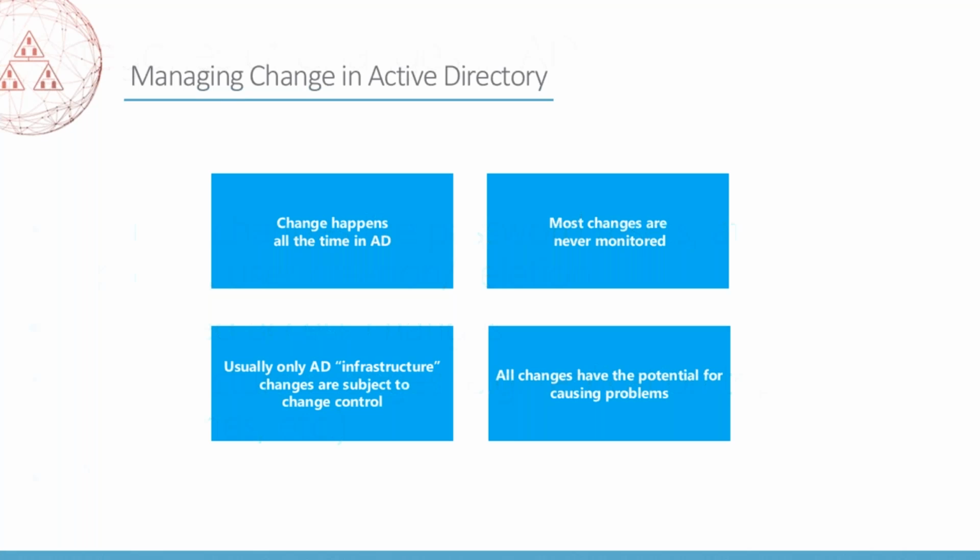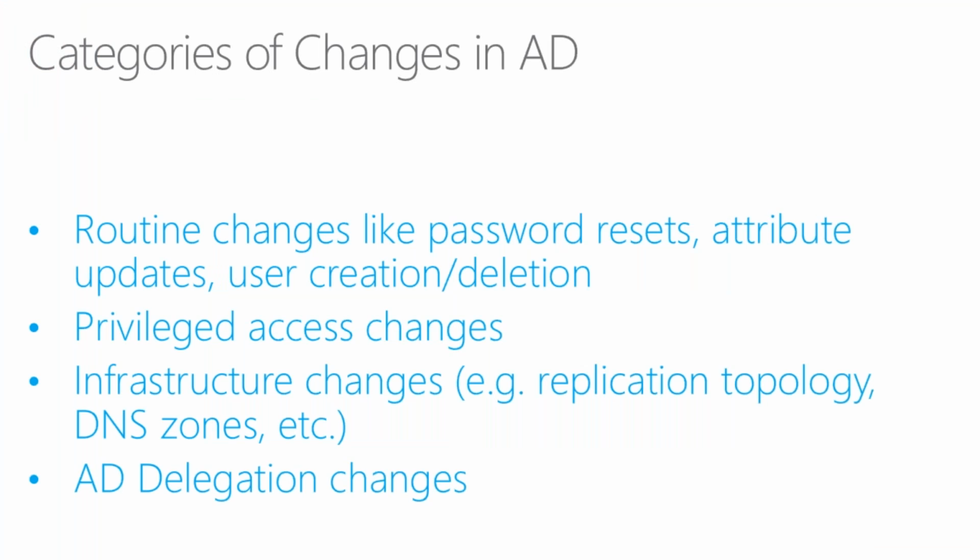So some examples of the kinds of changes that we see and the kinds of things that you have to think about: routine changes like password resets, attribute updates, group membership changes, distribution list changes, to privileged access stuff, so adding users to privileged access groups, to infrastructure changes like DNS or replication topology. And then finally, AD delegation changes.